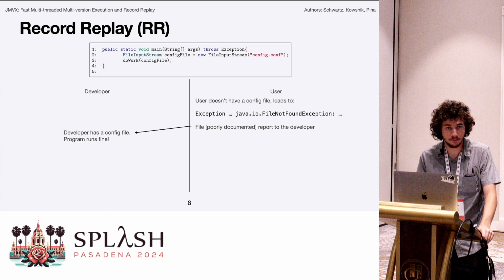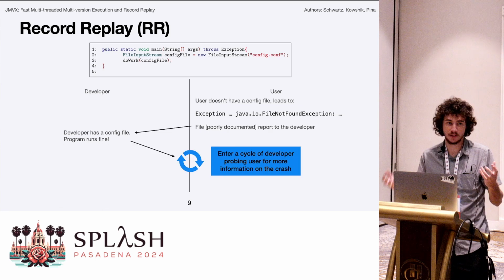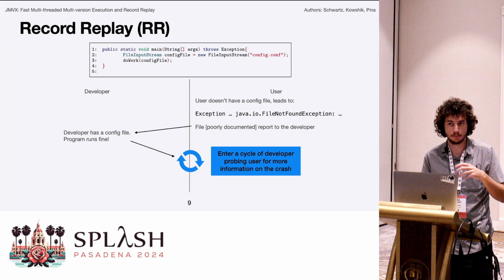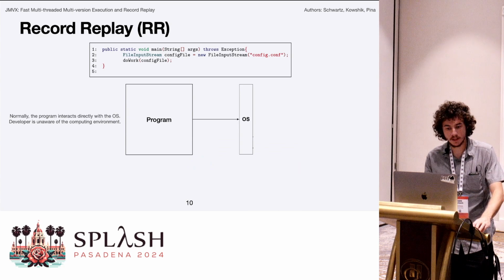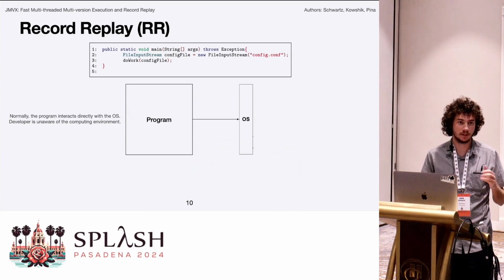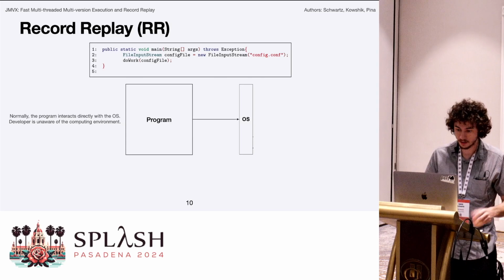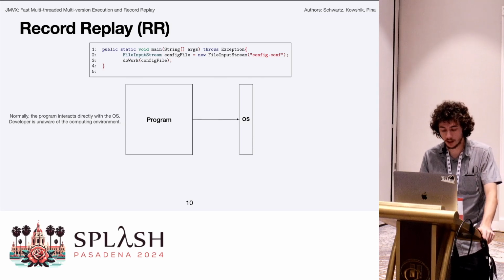And this is going to start a feedback loop between the developer and the user, where the developer has to probe the user for more information to replicate the bug. This occurs because the developer is unaware of the computing environment that the user is using, and namely the fact that they're missing a config file.